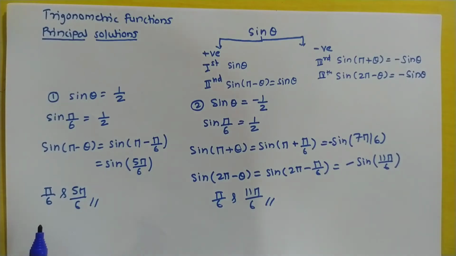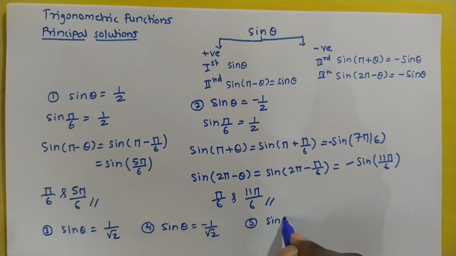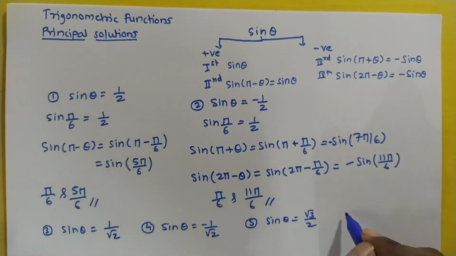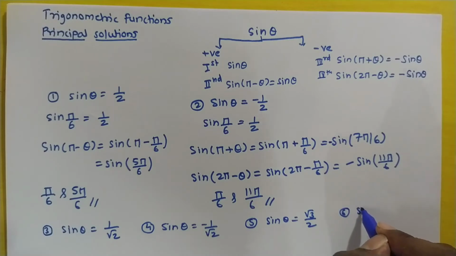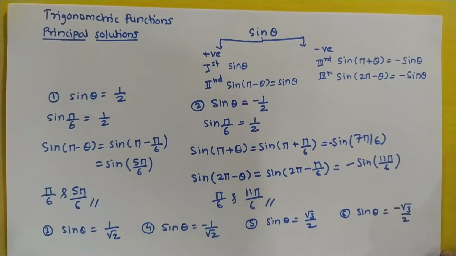Now I am giving you more examples so you can practice at your home. Sine of theta equal to 1 upon root 2. Next example, sine of theta equal to minus 1 upon root 2. Next example, sine of theta equal to root 3 by 2, and last example is sine of theta equal to minus root 3 by 2.